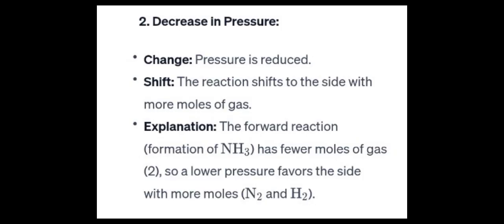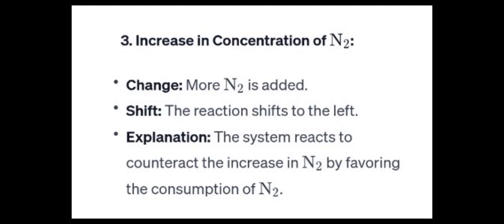For the second question, a decrease in pressure. The change is that pressure is reduced. The shift is the reaction shifts to the side with more moles of gas. Explanation: the forward reaction, the formation of NH3, has fewer moles of gas than N2 plus H2. So a lower pressure favors the side with more moles, which is N2 and H2. As we know, when the pressure is low or decreases, it shifts to the side with more moles. You'll understand it soon, guys.